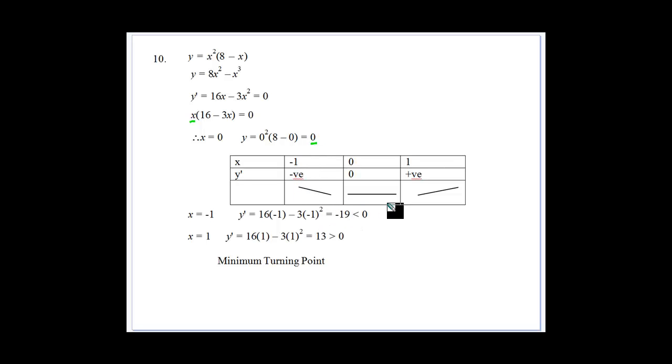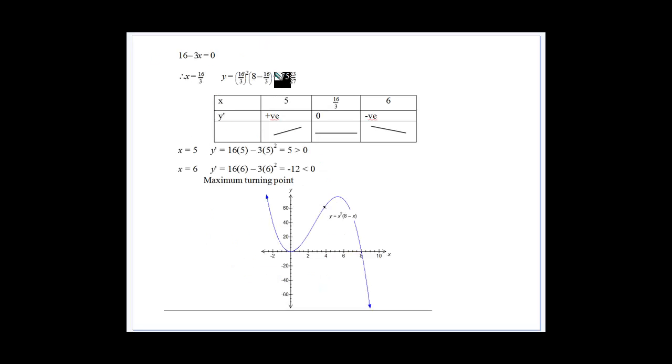And what type of stationary point do we have? We have one where the curve falls, stops, and then rises. So it must be a minimum turning point at the origin. And then 16 minus 3x is equal to 0. So we get 16 on 3. And not a very nice value, 75 and 23 on 27.